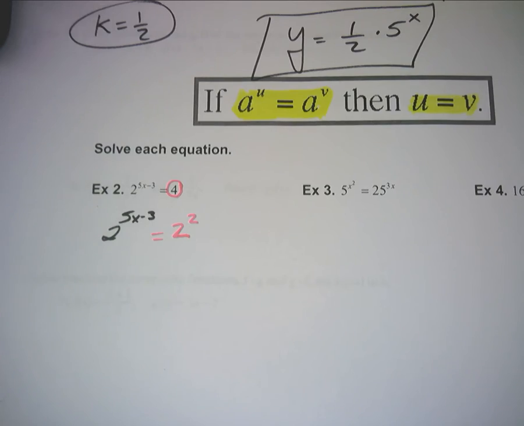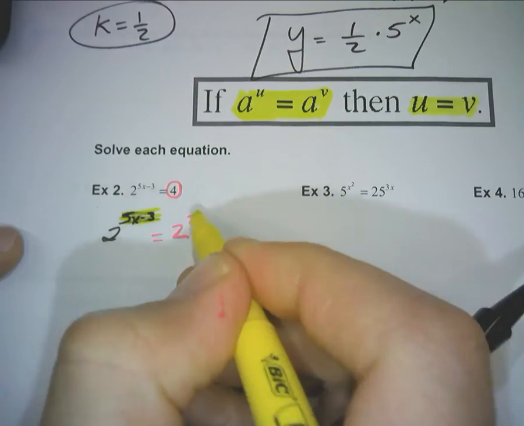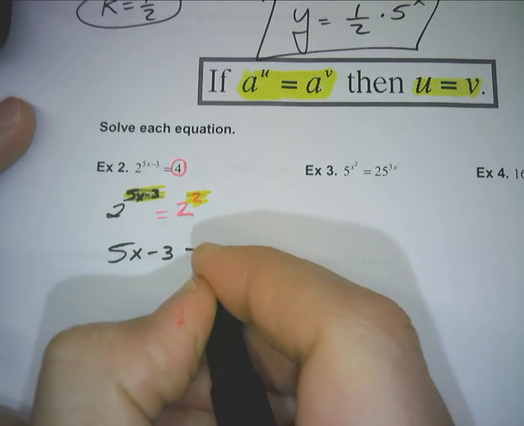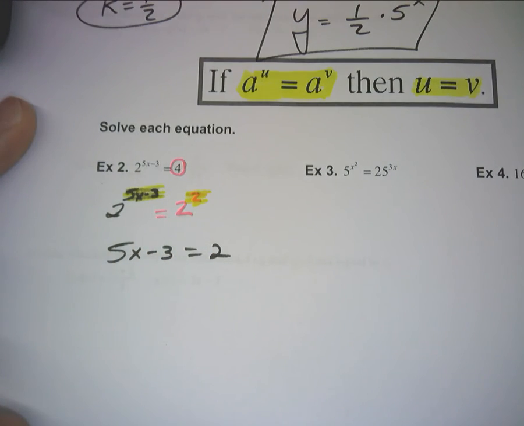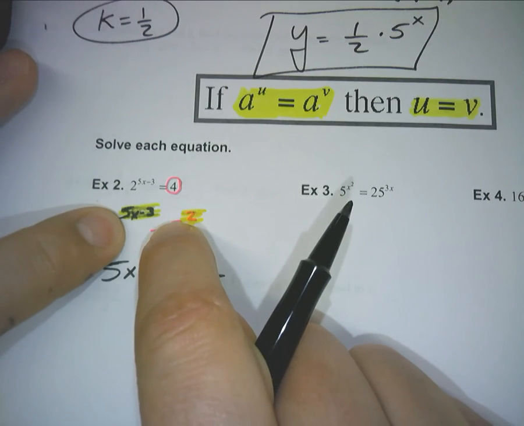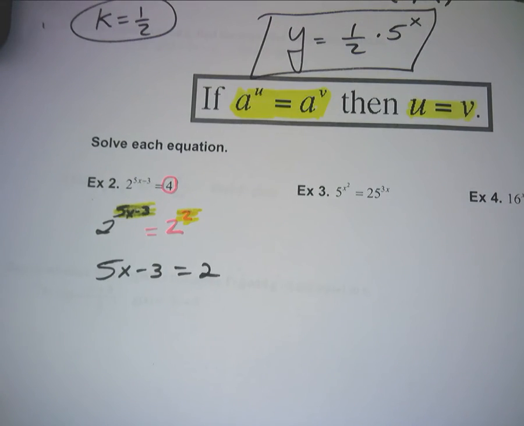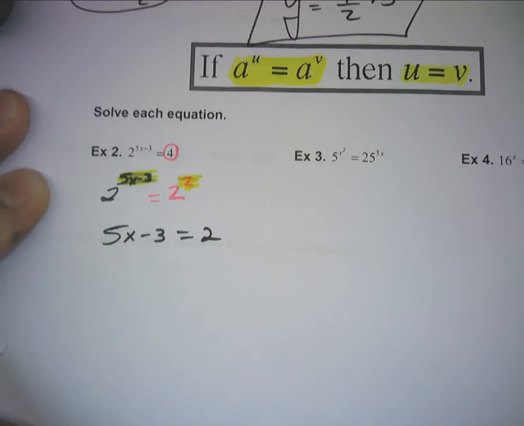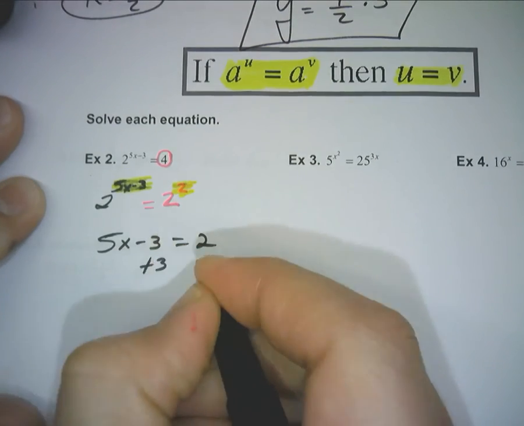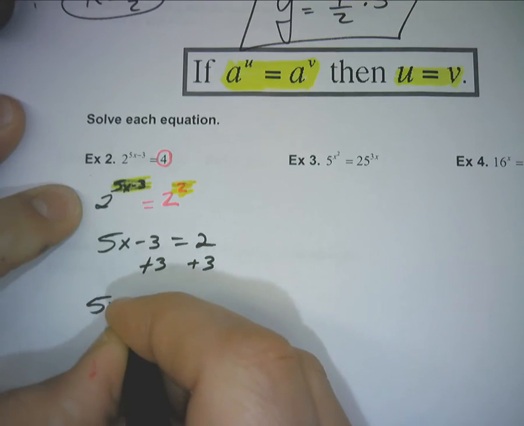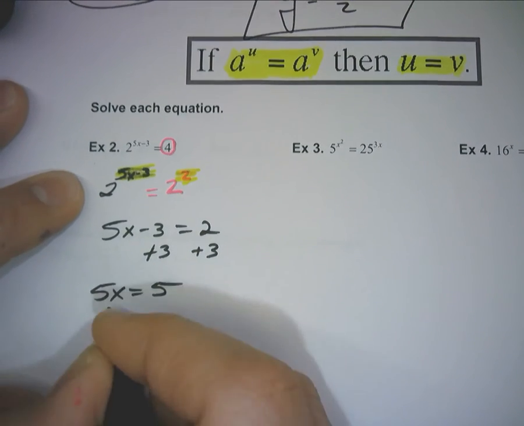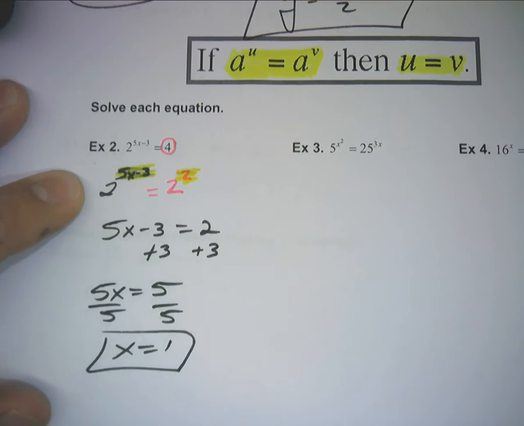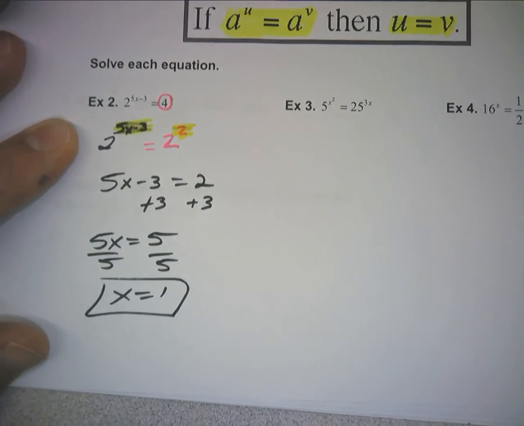Well, my bases are the same. My exponents must be equal. So it's like I just cover the bases up and write the exponents. It's like they cancel out. Okay, and then it's just algebra from there. So we just add the 3 over. We get 5x equals 5, and then divide. We should end up with x equals 1.